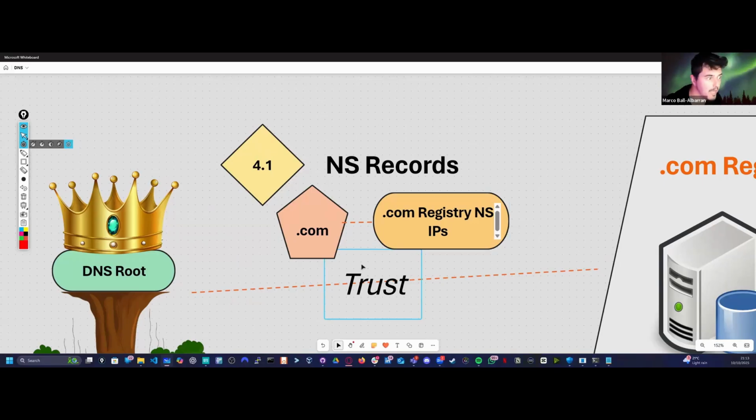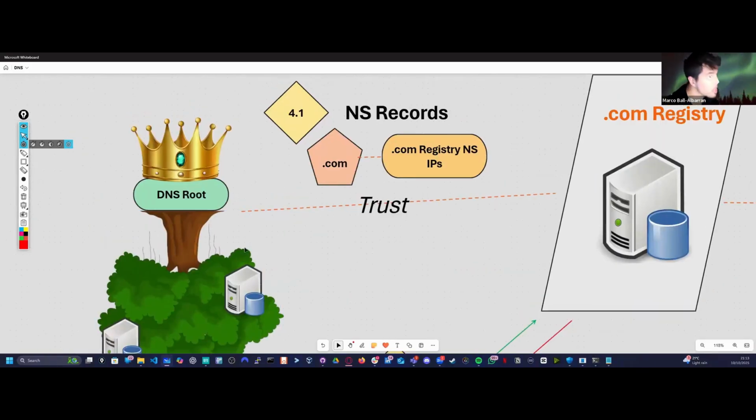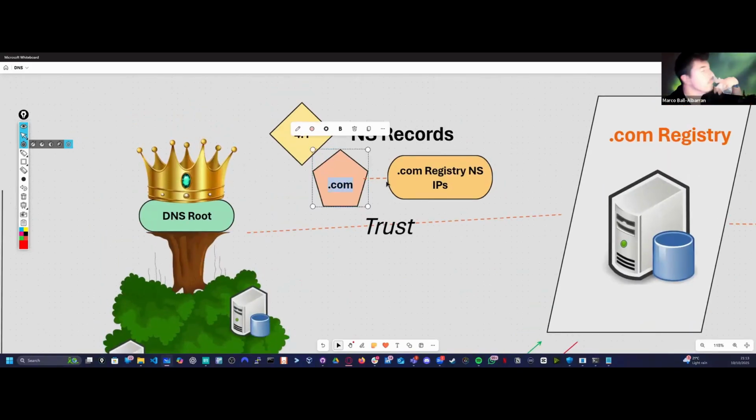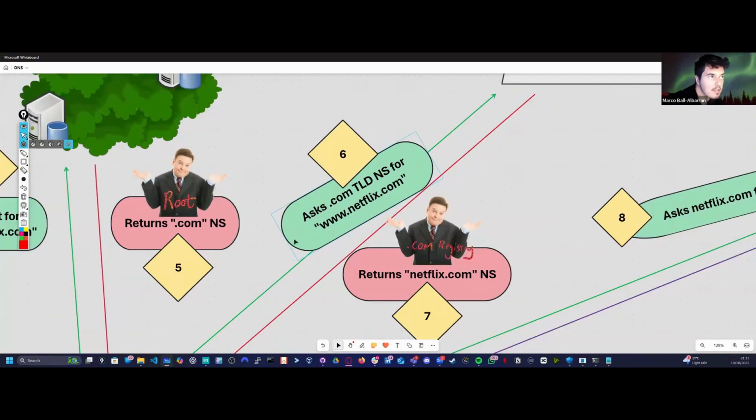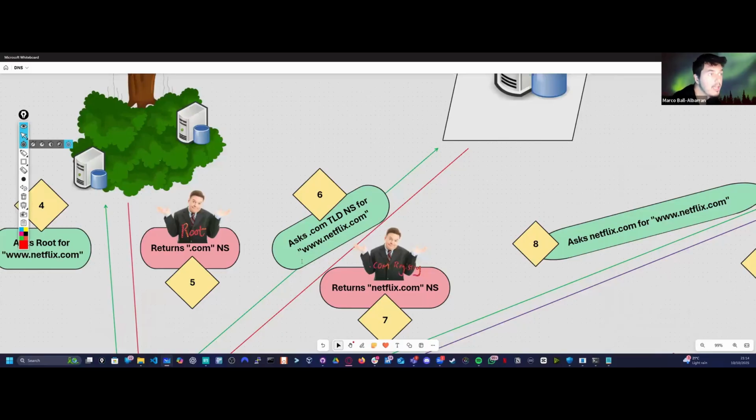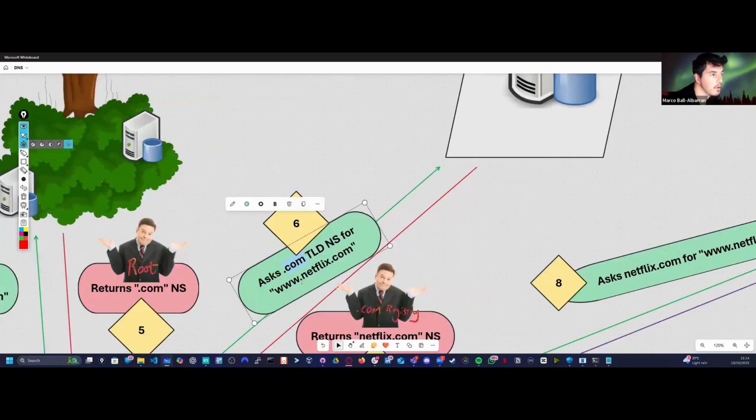So this is how trust is created, and this is how the root zone delegates control over .com to VeriSign. The root server will return the details for the .com name servers, which isn't exactly what we're looking for, because we're looking for Netflix after all, but it does bring us a step closer, which is good. At step 6, the resolver can now go off and query the .com name servers for Netflix.com.